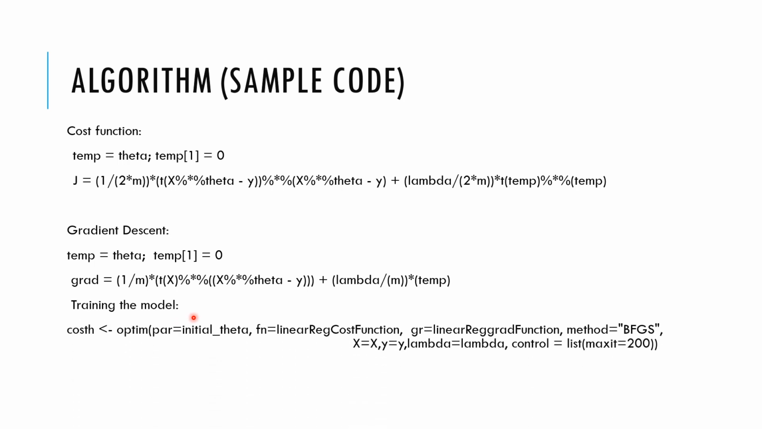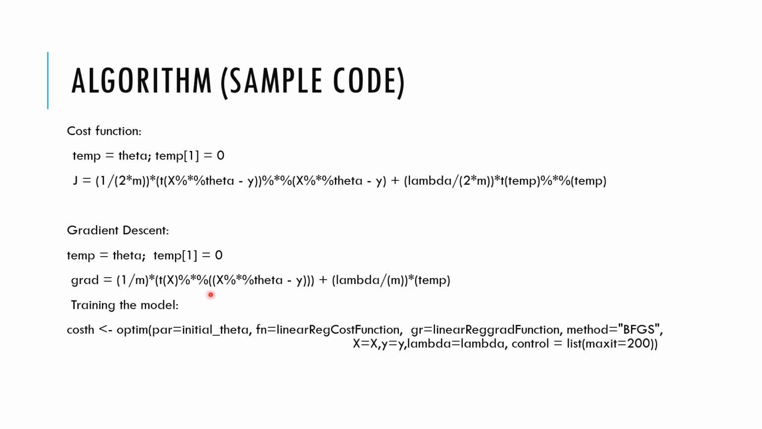And then training the model. For a very large number of data, huge data and a large number of variables, there is a function called optim in R, and it takes certain arguments like par. Here is the initial theta. You can initialize theta by putting all 0s or some random values. There are methods to initialize theta, to give an initial value. Then here you give the cost function. fn is the cost function, the linear regression cost function. Gr is the gradient, so the linear regression gradient function. But you have to write these functions.